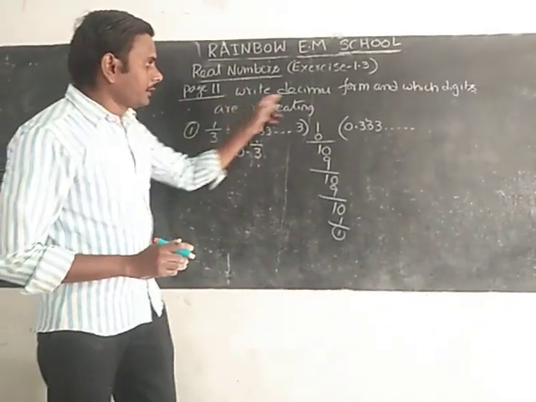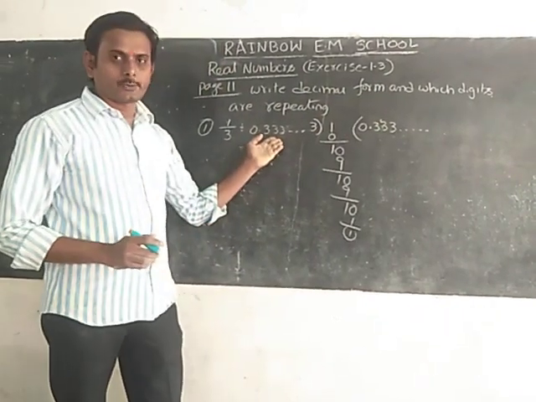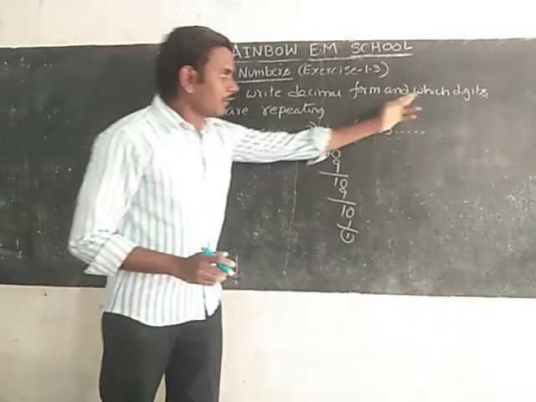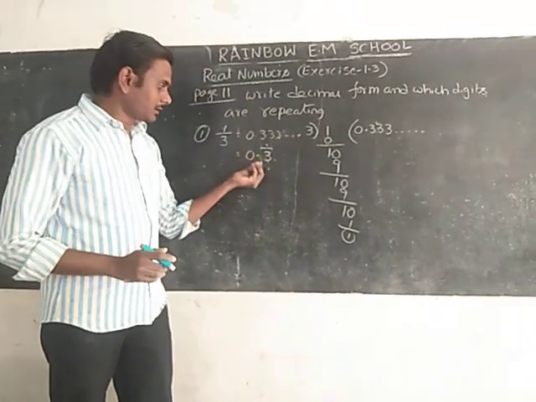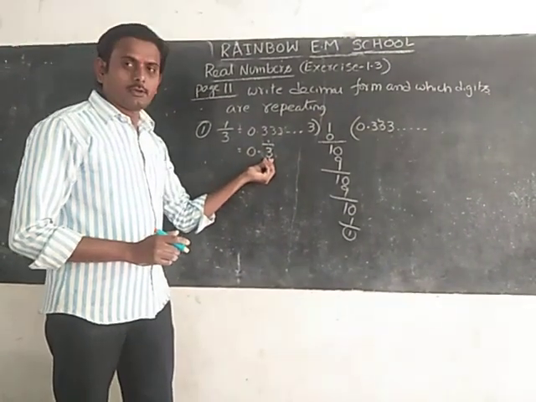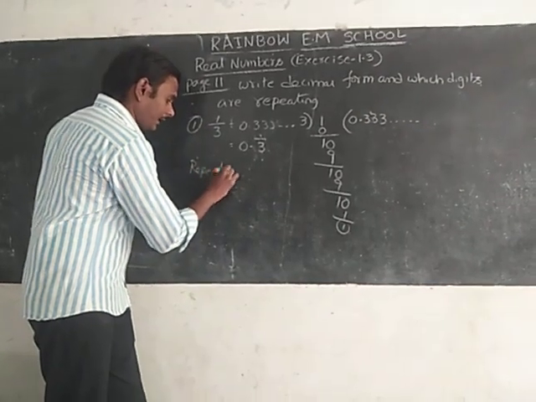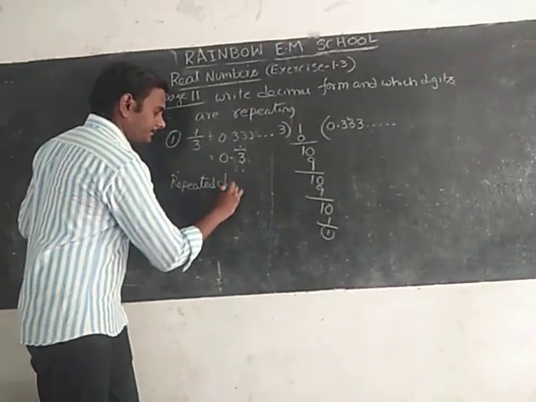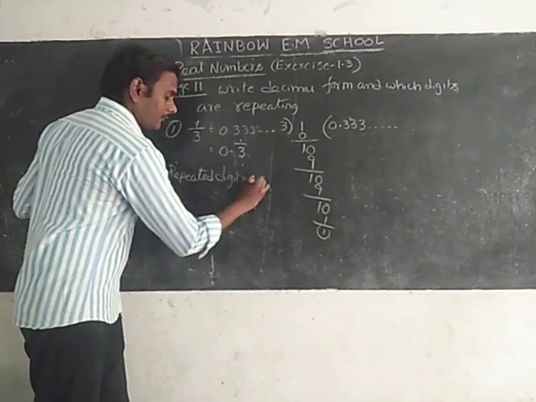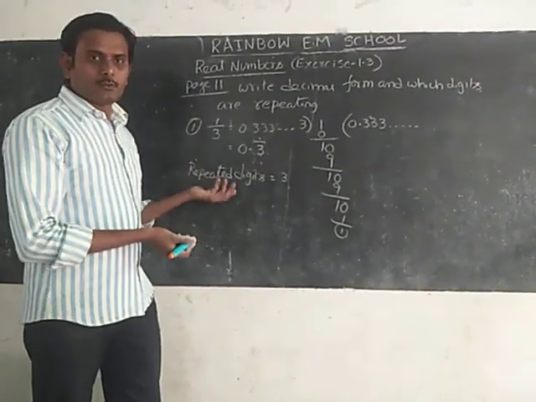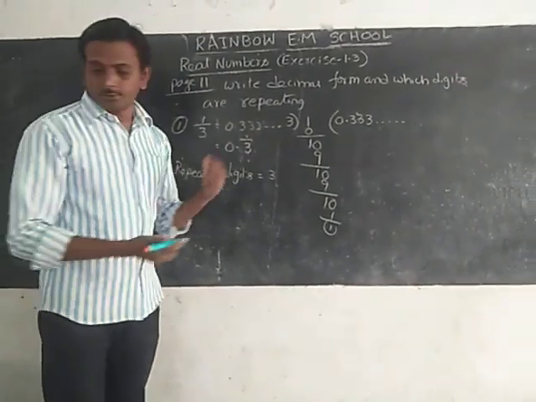What is the question? Write the decimal form. We have written the decimal form here. Now, which digits are repeating? The repeated digits are equal to, which digits are repeating? Only 3 is there. Only 3. Okay, let's go for another sum.